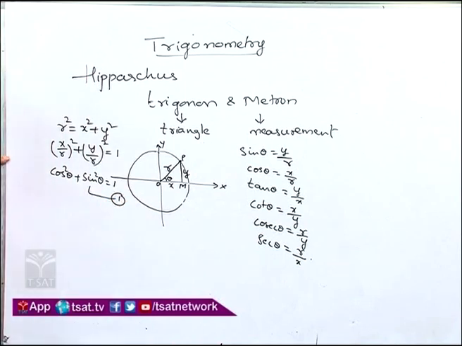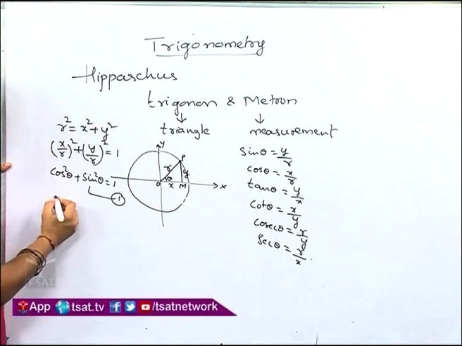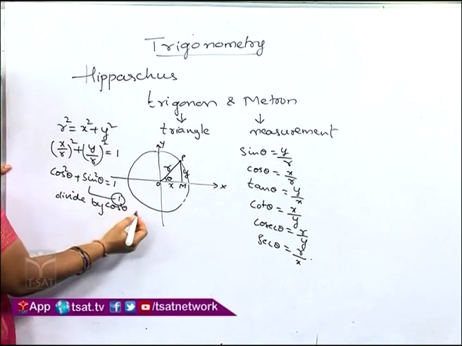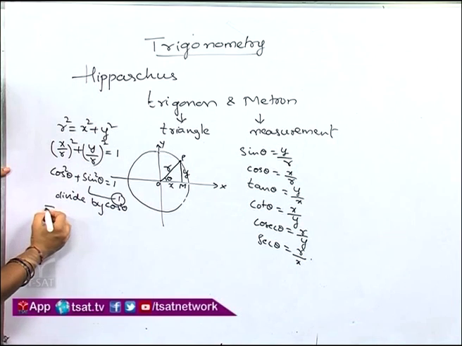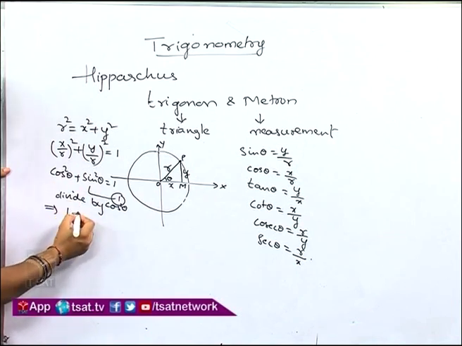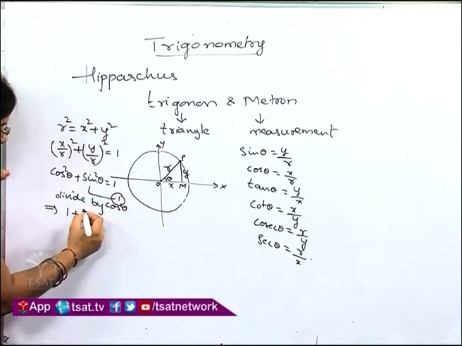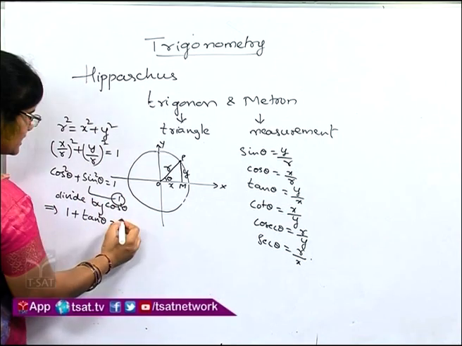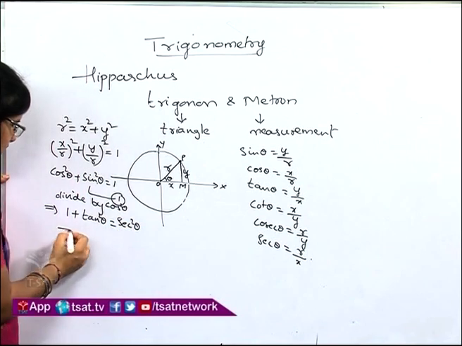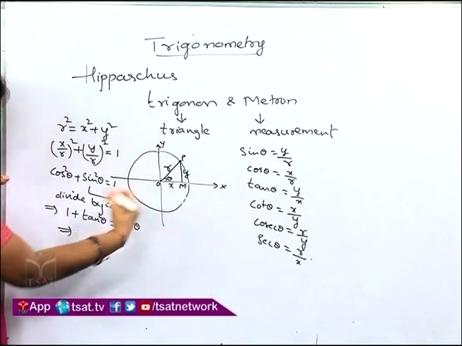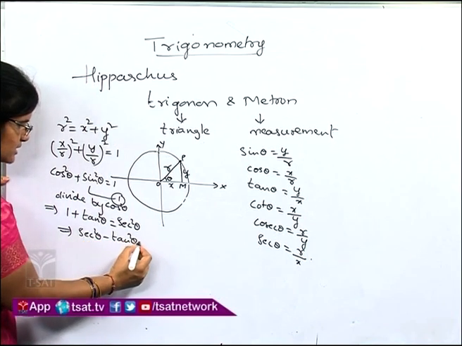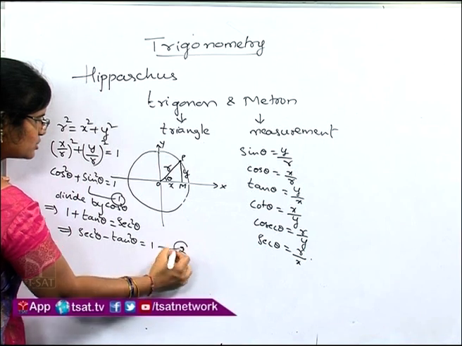Now if you divide this equation by cos square theta on both sides, we are going to get cos square by cos square is 1, sin square by cos square is tan square, and 1 by cos square is secant square. From this we can deduce, if you take this tan square to the other side, secant square theta minus tan square theta is equal to 1. This is the second identity, children.